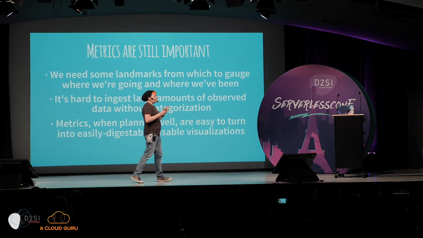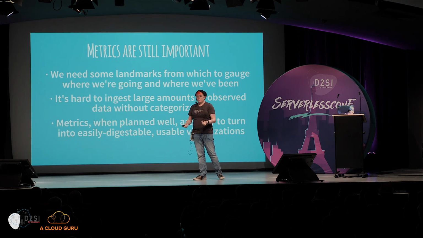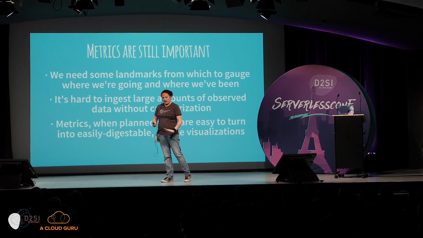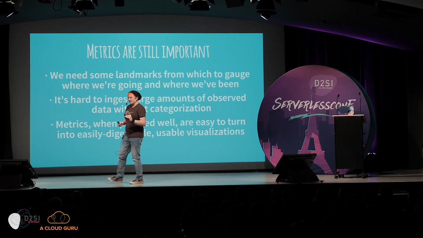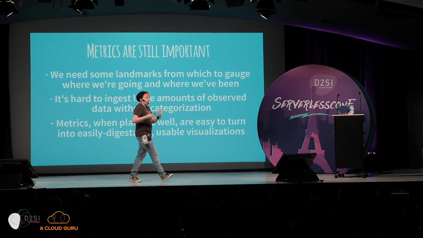And metrics, when planned well, are easy to turn into easily digestible visualizations, which is important for stakeholders, which is important for you because you're staring at a graph at 4 a.m. instead of staring at logs with 500 lines of text and you're trying to frantically read this text. It can be easier to just see the visualization and see what's going on. And metrics are still really good for that.